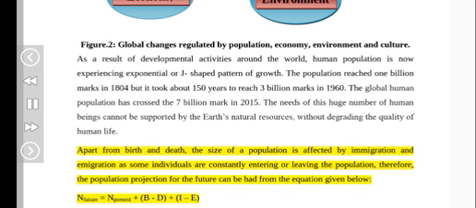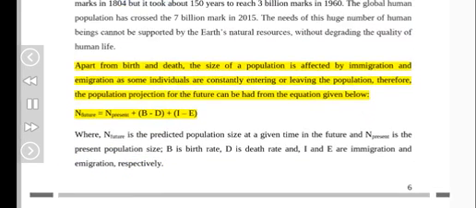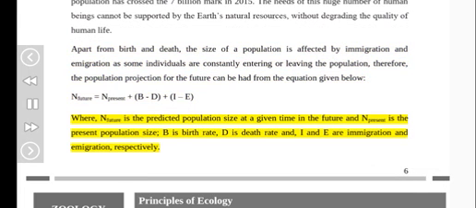Apart from birth and death, the size of a population is affected by immigration and emigration, as some individuals are constantly entering or leaving the population. Therefore, the population projection for the future can be had from the equation given below. N future equals N present plus B minus D plus I minus E, where N future is the predicted population size at a given time in the future and N present is the present population size, B is birth rate, D is death rate, and I and E are immigration and emigration, respectively.